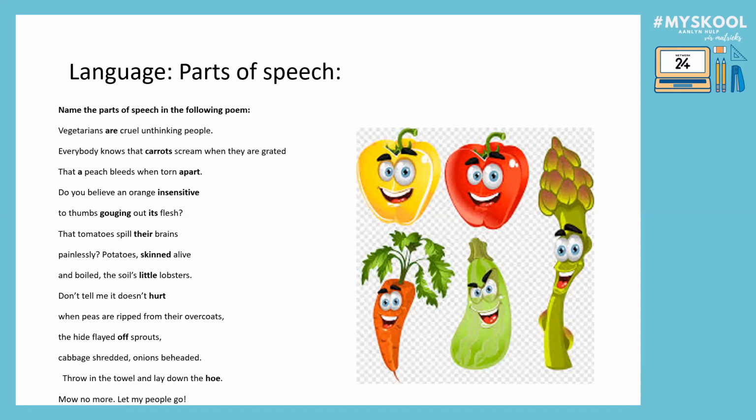A preposition. Exactly. The hide flayed off sprouts. Sprouts, cabbage, shredded onions, beheaded, throw in the towel and lay down the hoe. What is a hoe? Is it a noun? It's preceded by "the", so it's a noun. Even if you don't know the word, a hoe is like that implement that they use to dig in a garden.